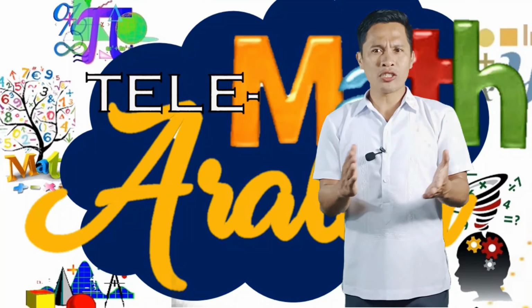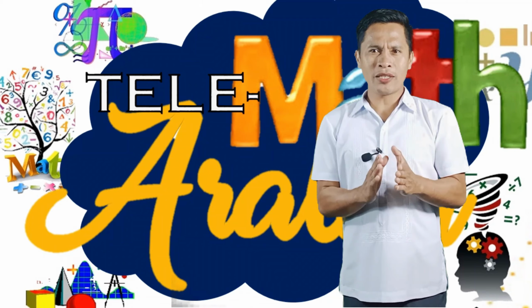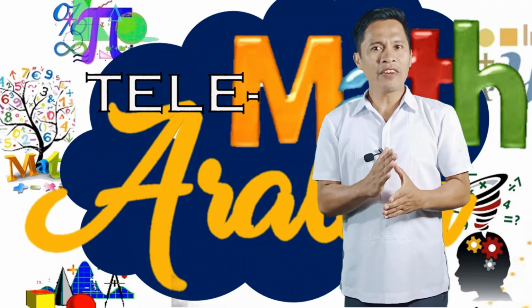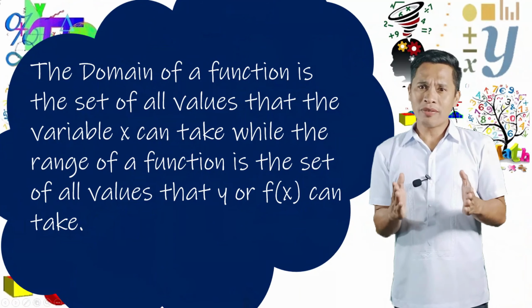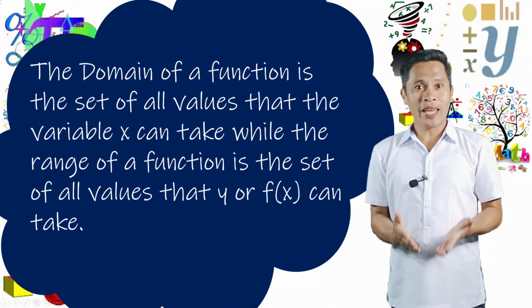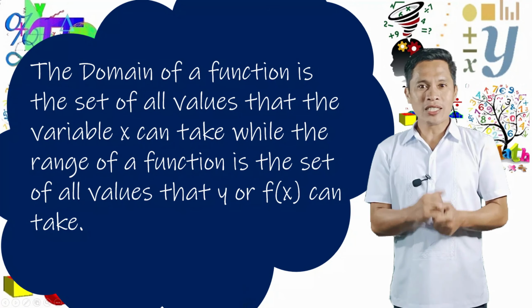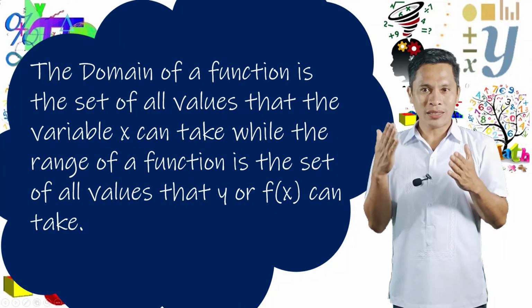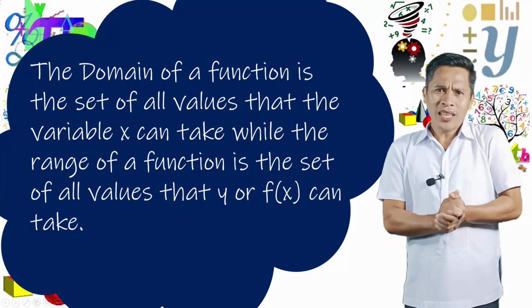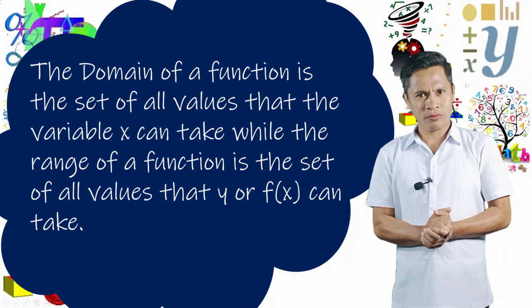In our study of rational functions, these x values represent the domain and the y values represent the range of a rational function. The domain of a function is the set of all values that the variable x can take, while the range of a function is the set of all values that y or f of x can take. But how do we determine and write the domain and range of a rational function?